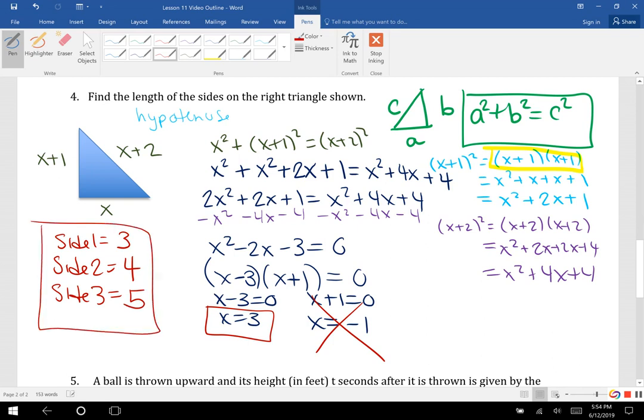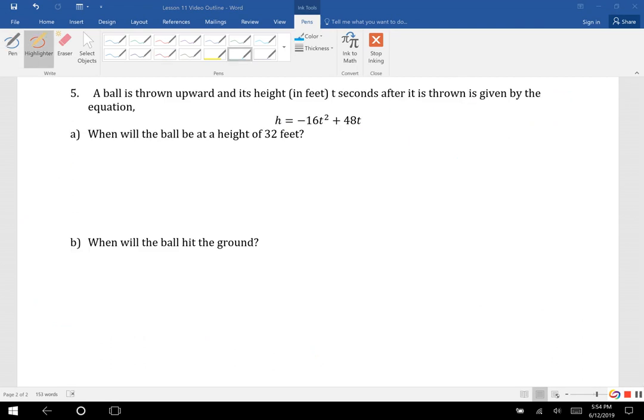Let's do one more application. This problem says a ball is thrown upward and its height in feet, t seconds after it's thrown, is given by the following equation. H equals negative 16t squared plus 48t. When will the ball be at a height of 32 feet?